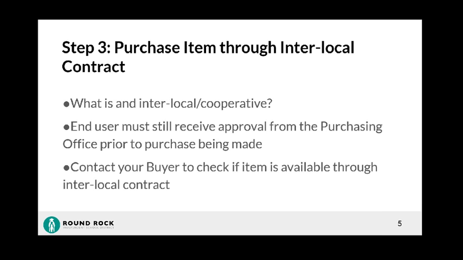You can contact your buyer to check if an item is available through an interlocal contract. I know that you all don't have access to the listings of everything that is available. So always just check with your buyer, and they can do some research and check our various interlocal contracts for you.